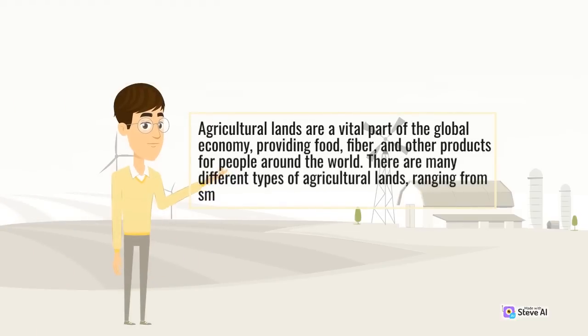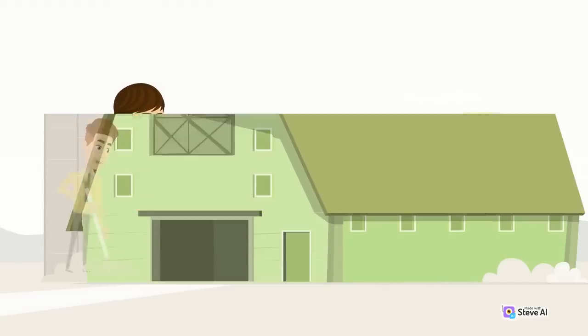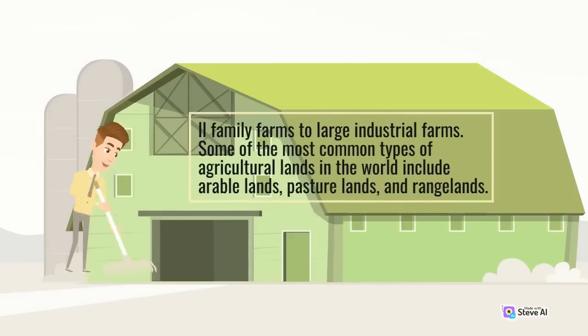Agricultural lands are a vital part of the global economy, providing food, fiber, and other products for people around the world. There are many different types of agricultural lands, ranging from small family farms to large industrial farms. Some of the most common types of agricultural lands in the world include arable lands, pasture lands, and rangelands.